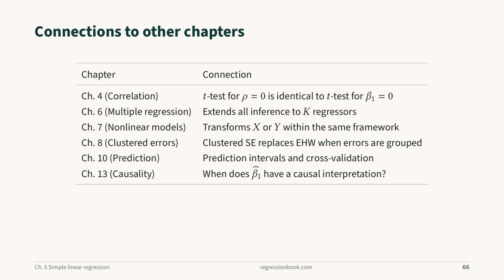This table places the chapter in the arc of the book. The correlation t-test of chapter 4 is identical to the slope t-test here. Multiple regression extends everything to many regressors. Nonlinear models transform variables inside the same framework. Clustered errors replace the robust estimator when errors group. Prediction intervals and cross-validation arrive with chapter 10. And causality asks when the slope earns a causal reading.